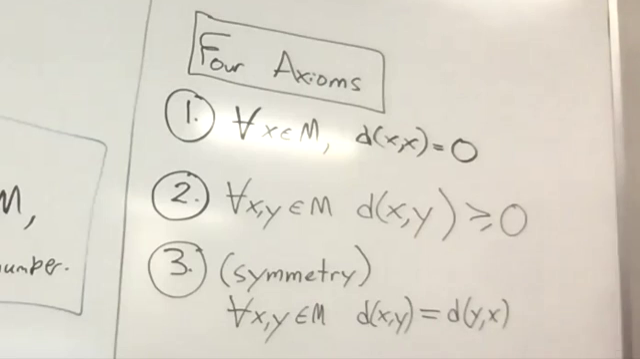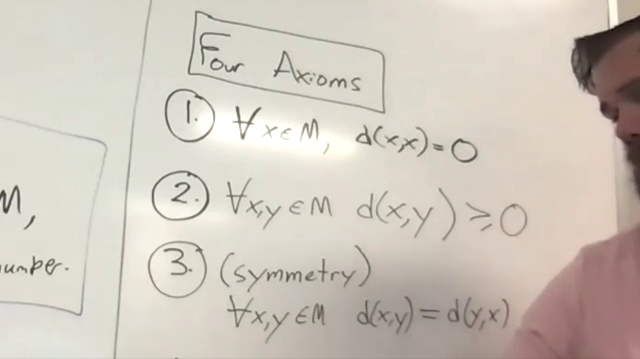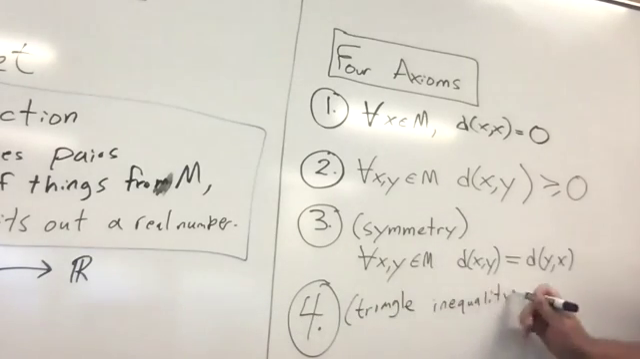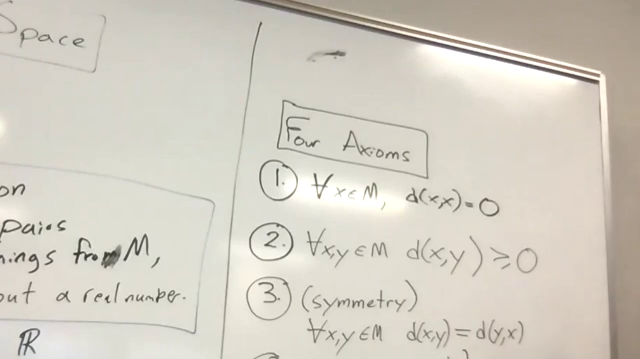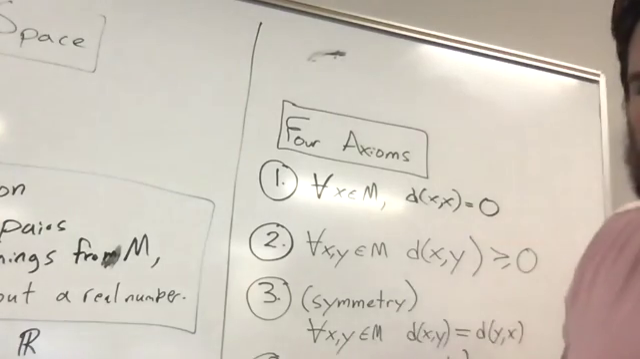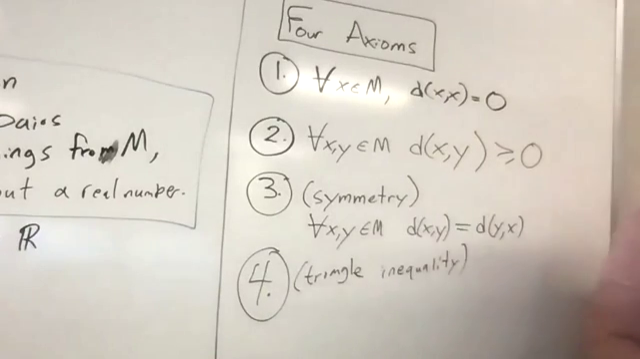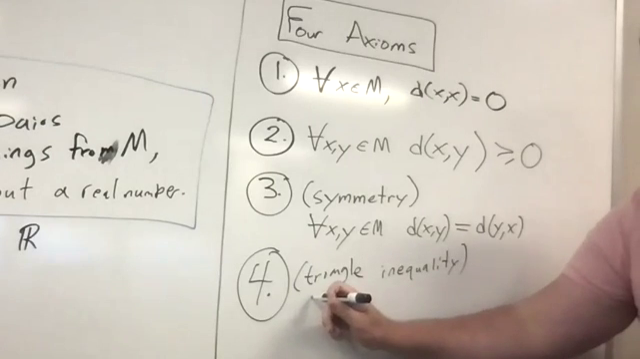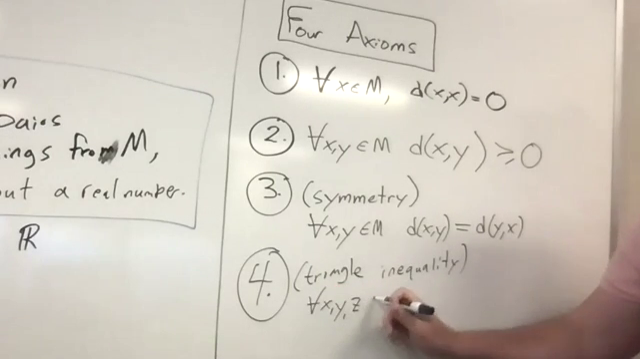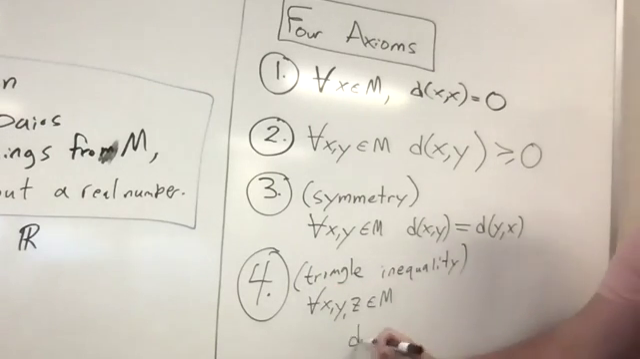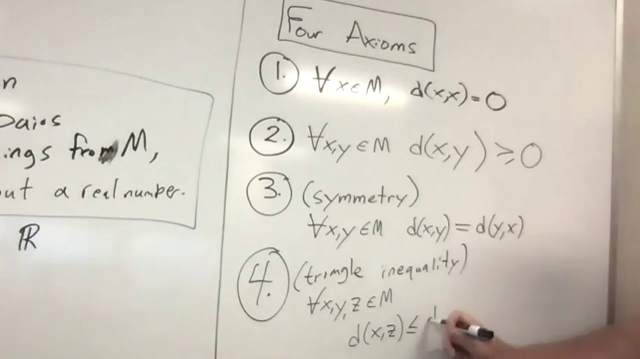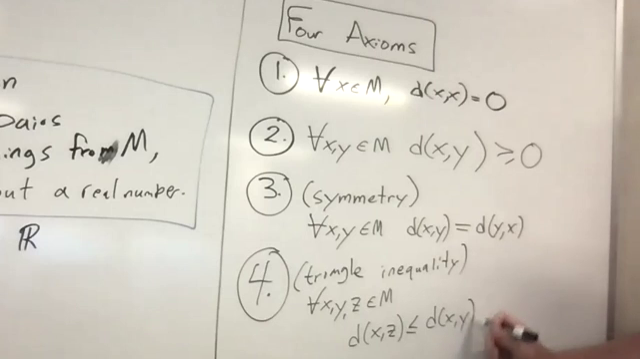And the fourth is called the triangle inequality. Triangle inequality basically says you should always be able to take a shortcut. It should never be okay to go through Y and get from X to Z faster than going from X to Z directly. It just says that if you have 3 points, X, Y, and Z that are in your space M, the distance from X to Z should be less than or equal to the distance from X to Y plus the distance from Y to Z.